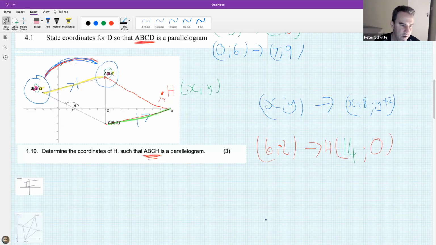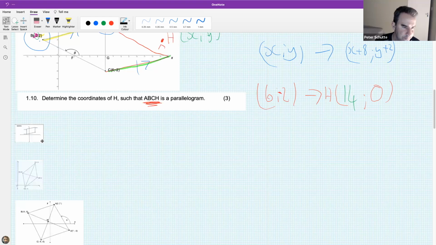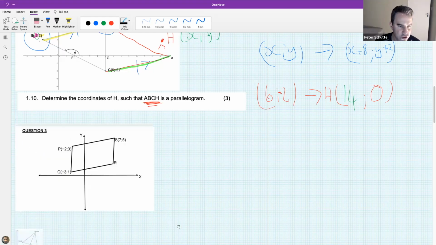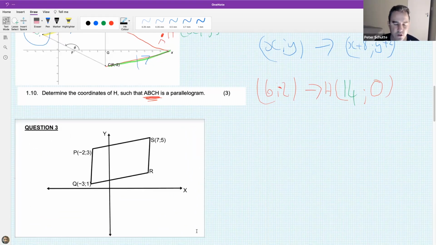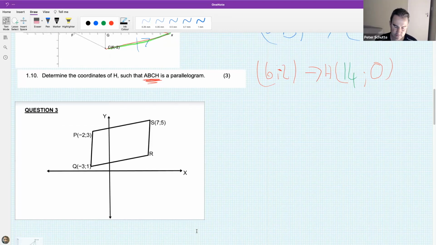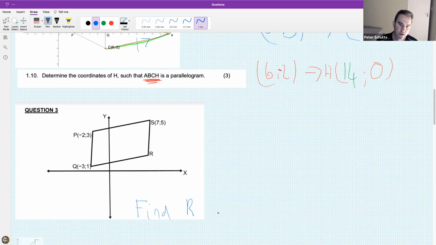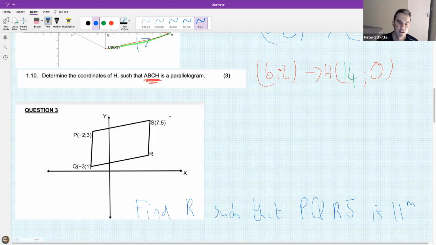Okay, let's do one more like this, and I'll really show you here. In this case, I haven't got the words, but the question will say, find R such that PQRS is a parallelogram. So I want to ask, there's two choices.